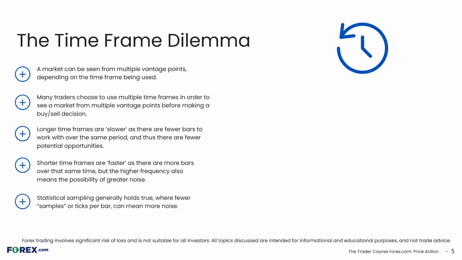Statistical sampling generally holds true, where fewer samples or ticks per bar mean that there's less data in each individual candle, thereby increasing the potential for noise. The monthly chart, for instance, doesn't often get much attention from retail traders because it's so slow. There's only 1 bar per month, so there's just not a lot of action there.